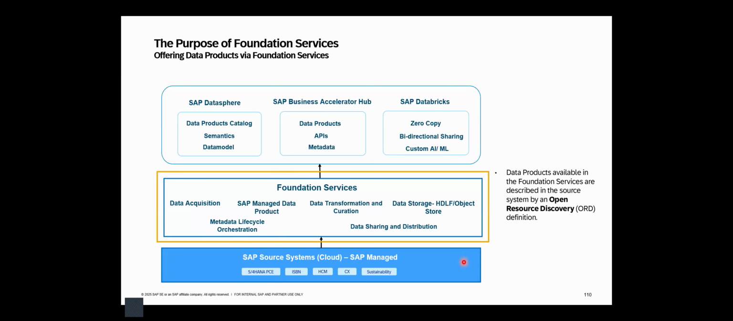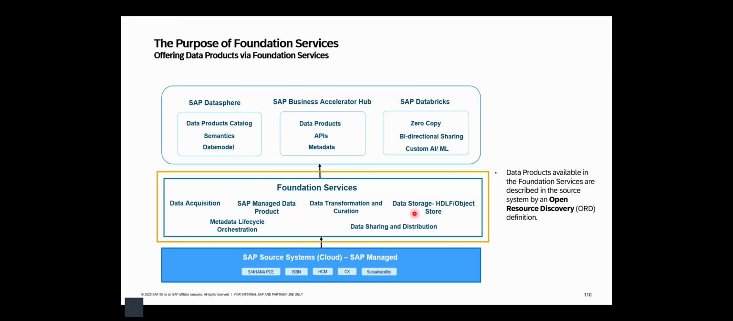Okay, so now we'll talk about the role of Foundation Service. The role of Foundation Service is to generate the SAP managed data products and to share the data products using the Delta Sharing protocol. In the bottom layer here, you can see the SAP managed source systems, and on top of it sits the Foundation Service layer. Here you can acquire the raw data from the source systems. The point to note is that this Foundation Service is all managed by SAP, it is an always-on service, and it is hidden from the customers.